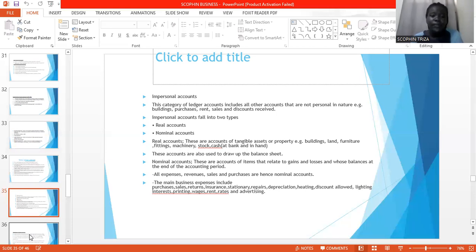You can name them. And then when we talk about the nominal accounts, these are accounts of items that are related to gains or losses and whose balances balance at the end of the accounting period. They include all the expenses, the revenues, the sales, the purchases. They all lead to the nominal accounts.